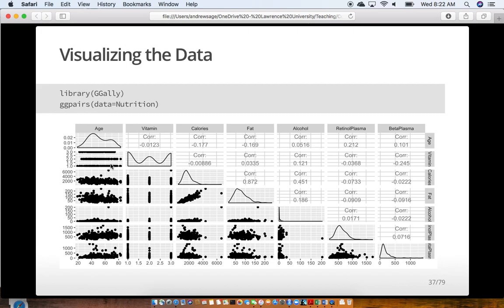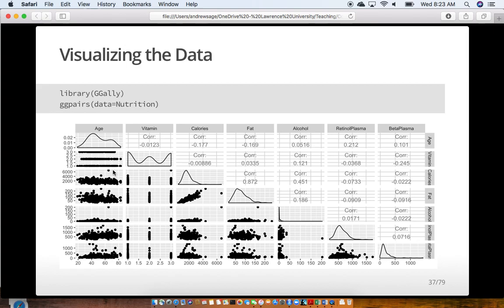Moving down a row, we see the distribution of ages for 3 different vitamin levels. Notice that for vitamins, there are only values of 1, 2, or 3, which represent how frequently people take vitamins. We should probably view this as a categorical variable rather than a numeric variable, and we'll talk more about that in a minute. In the next row, we plot age against the number of calories that people consume in a day.